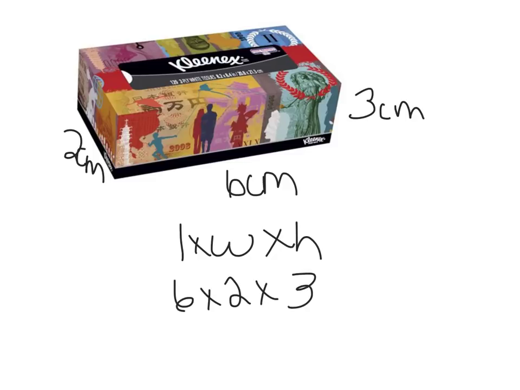So we're going to use length times width times height. 6 times 2 times 3. 6 times 2 is 12. Times 3 is 36, and we say centimeters cubed.